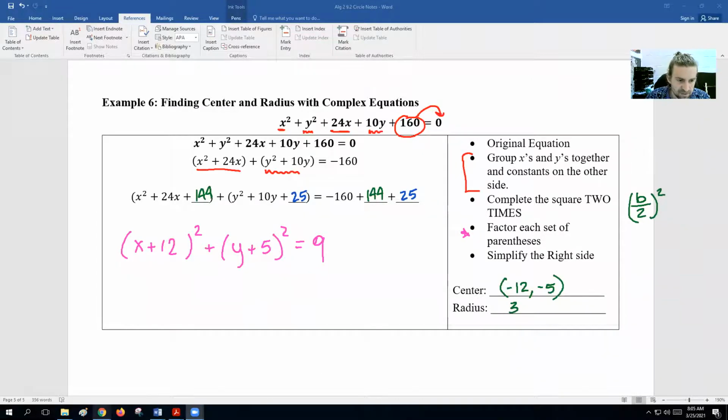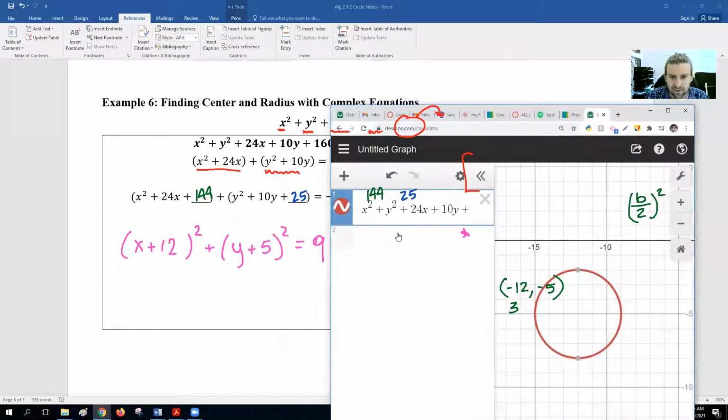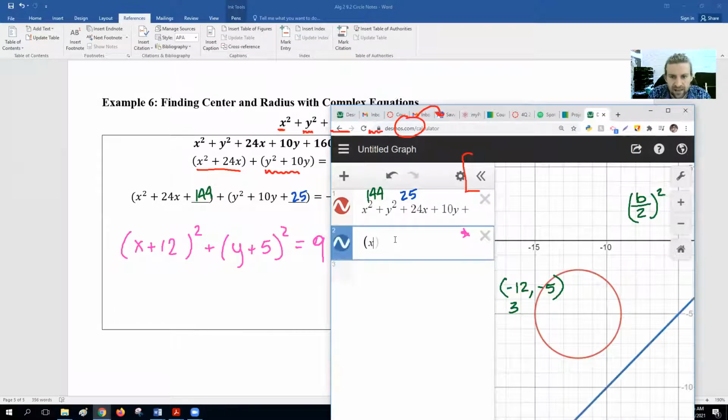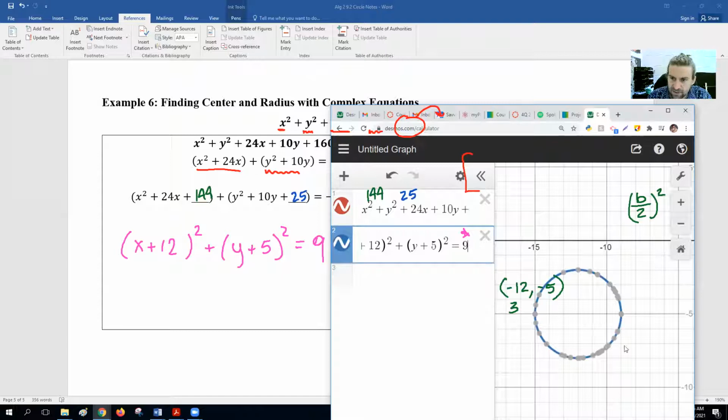What we want to do now is double check this on Desmos. I'm going to leave this work up, so it's going to be a little bit messy. But if we type in the equation we think we have, x plus 12 squared plus y plus 5 squared equals 9, our circle went exactly right on top of that other circle. That's how we know we did it right, because we didn't change the circle at all. We didn't change the equation. We just changed the way that it looks.